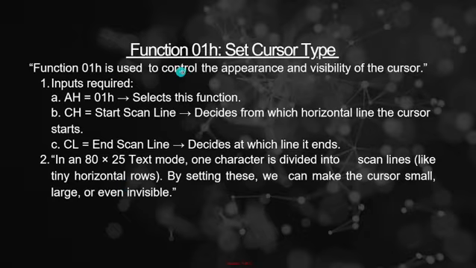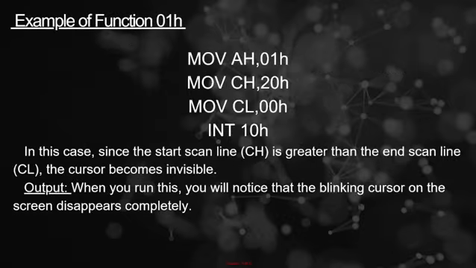Function 01h is used to control the appearance and visibility of the cursor. This function 01h is very important in this experiment. CH refers to the start scan line, CL refers to the end scan line. Now let us move ahead. In this example, first we are setting this function. While selecting this, CH is equal to 20h and CL is equal to 10h. It is clearly visible that CH is greater than CL. Therefore, the cursor will become invisible, or it will disappear from the screen as an output.